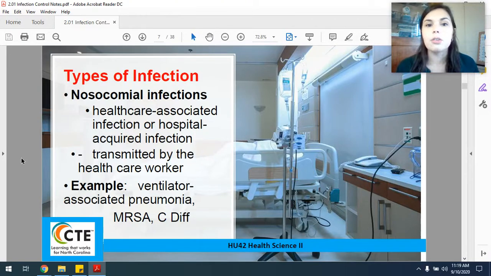MRSA is another really common hospital-acquired infection, as well as C. diff. So nosocomial just means something that you were transmitted in the hospital or by a healthcare worker.